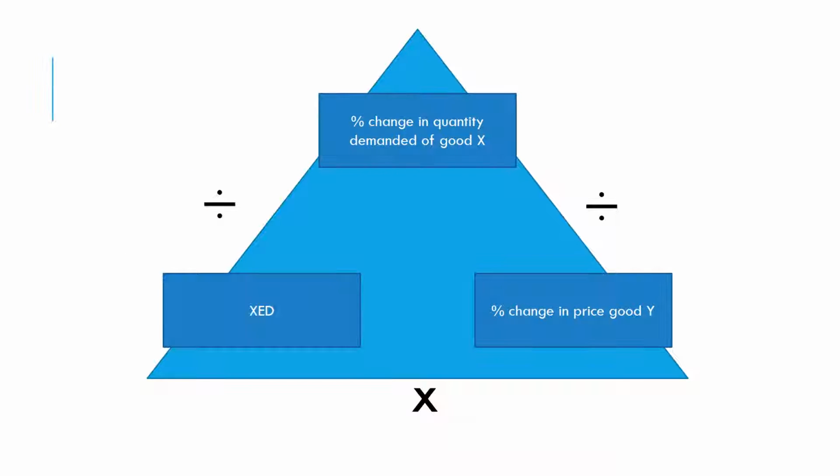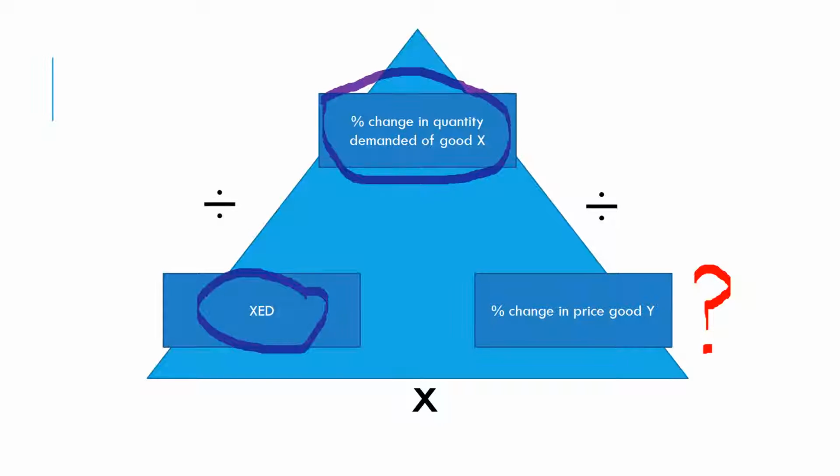Again, we can use these triangles to work things out. If we know the percentage change in quantity demanded of good X, and we know the cross elasticity of demand, then we can do one divided by the other to work out what the percentage change in the price of good Y was.